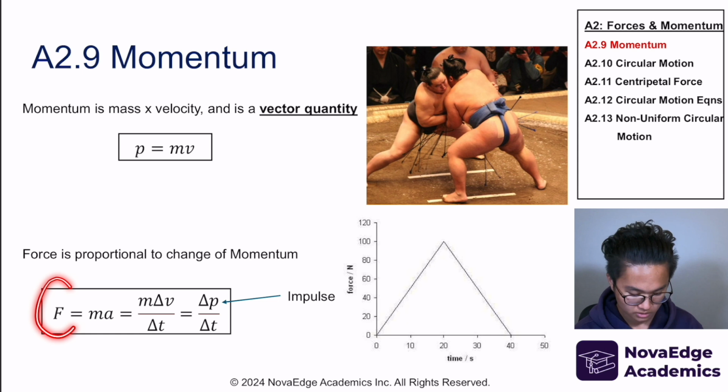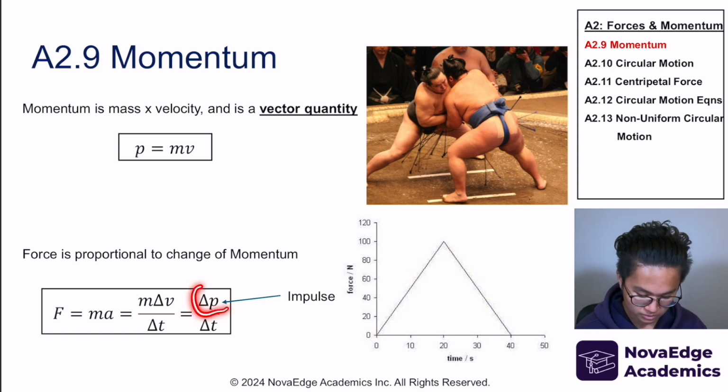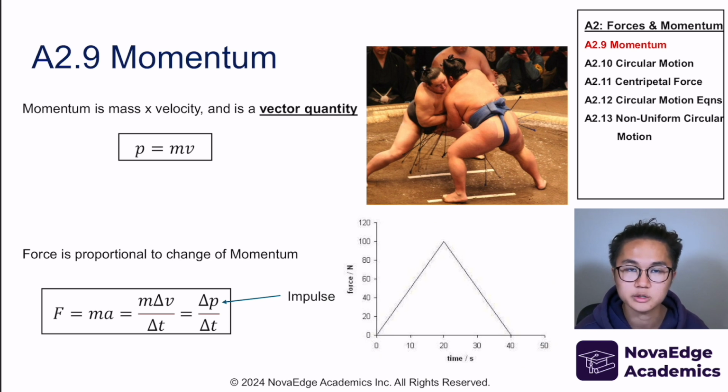So the force can be expressed as the change in momentum over the change in time. We're going to talk about this in more detail a bit later, but change in momentum is called impulse. Just keep that in mind, okay? And you might encounter a graph like this, which becomes important later on. I'll explain this a bit later. But for now, keep in mind, momentum is mass times velocity.